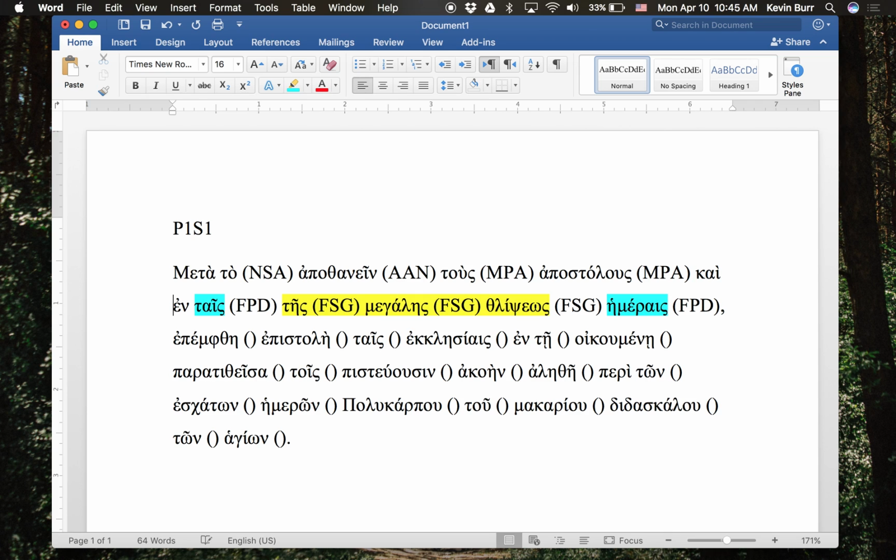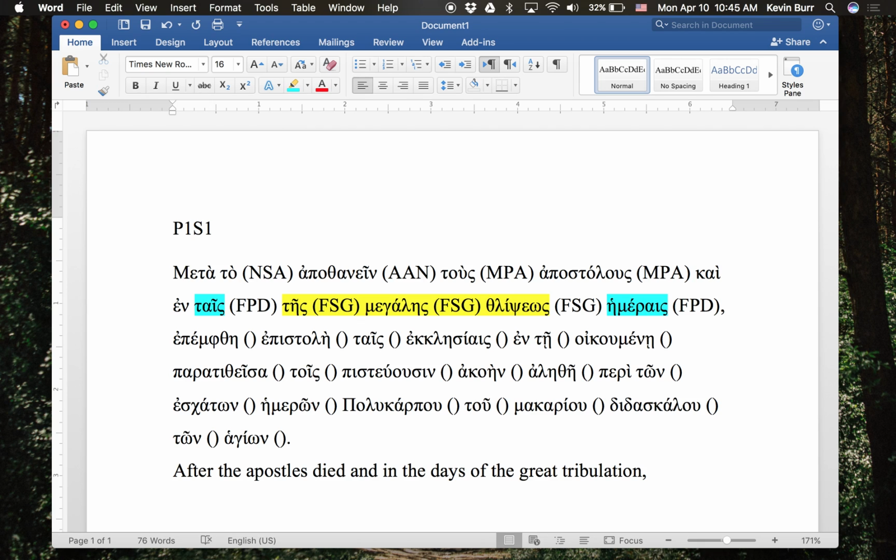So let's put this first half of the sentence together. After the apostles died, and in the days, tais hemerais, and in the days of the great tribulation. So after the apostles died, and in the days of the great tribulation. Let me type this out. So, comma. All right, moving on.